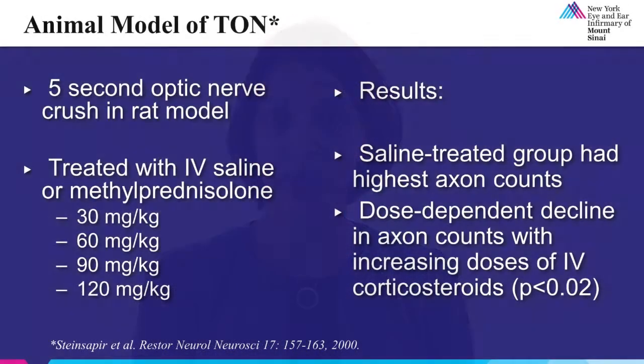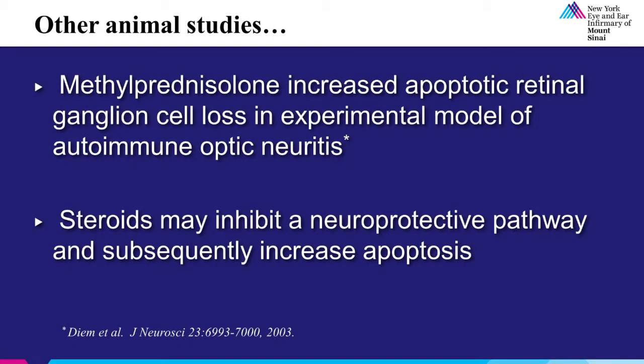In an animal model of traumatic optic neuropathy, rats underwent optic nerve crush for 5 seconds. The rats were then treated with intravenous saline or methylprednisolone at a dose of 30, 60, 90, or 120 milligrams per kilogram. The results of the study showed that the saline-treated group had the highest axon count. Also, there was a dose-dependent decline in axon counts with increasing doses of intravenous corticosteroids, with a p-value of less than 0.02. Other animal studies have also shown that megadose steroids may be harmful in optic nerve injury.